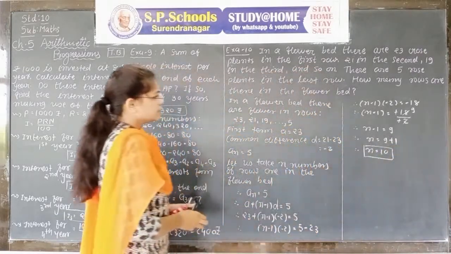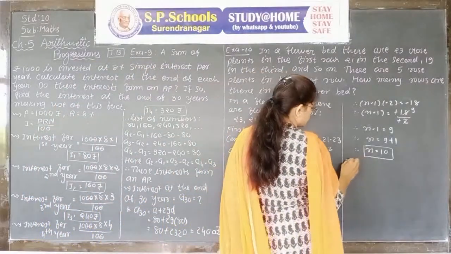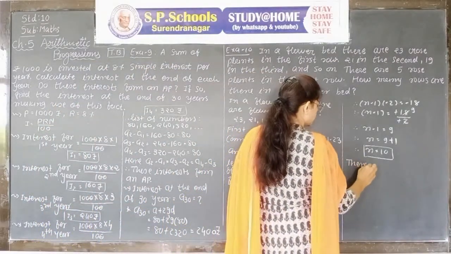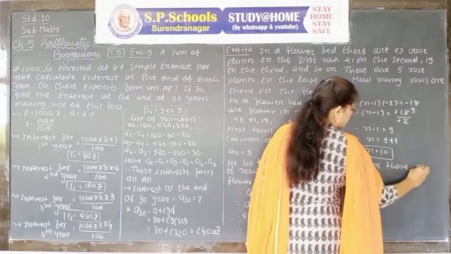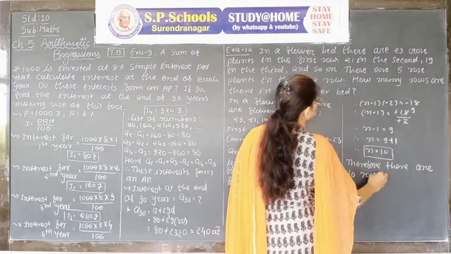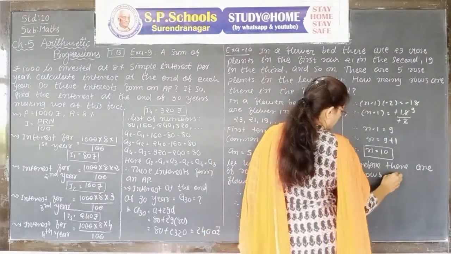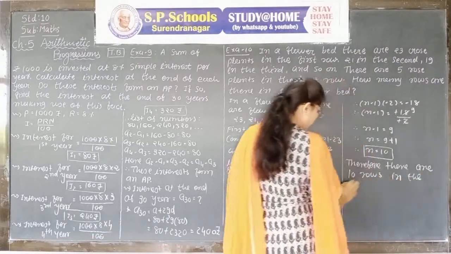Now, completing how many rows are there in the flower bed? There are 10 rows. Therefore, there are 10 rows in the flower bed.